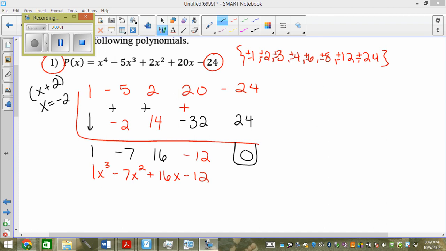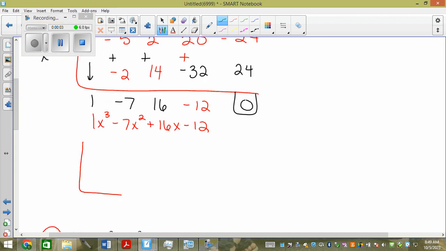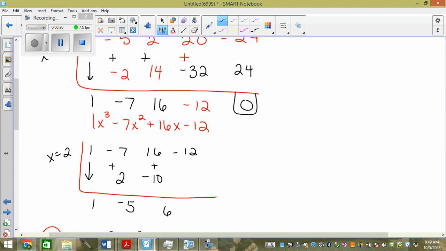Okay, cool. Now, what number do we want to use now? X equals what? 2? 1 times 2 is 2. Add it. Negative 5. Multiply. Negative 10. Add it. 6. Multiply. 12. Add it. 0.